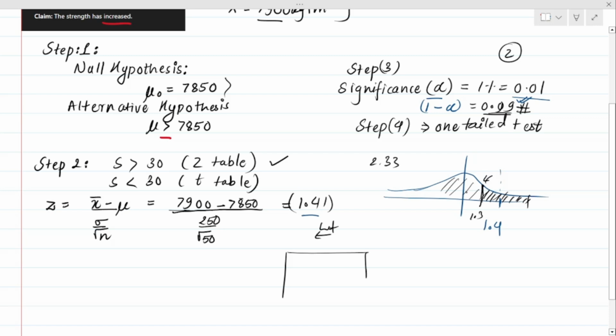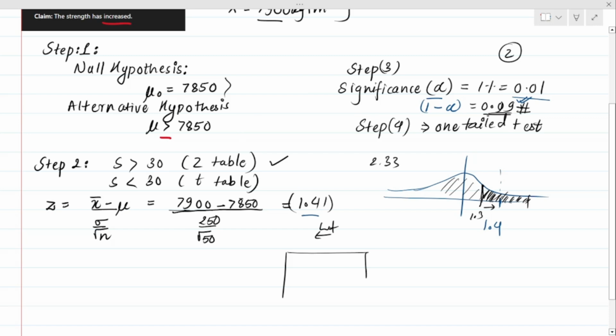But another thing is that in this case you can see that 1.4 is after 1.3, so it is lying in the alternative hypothesis region. Therefore we can ensure that the null hypothesis is rejected and the alternative hypothesis is accepted.